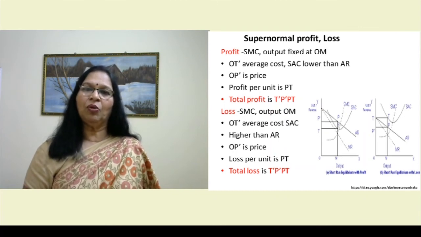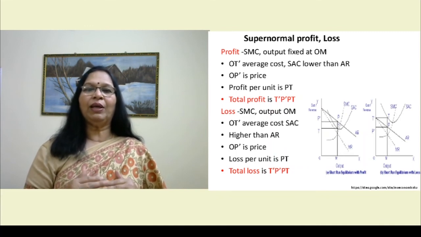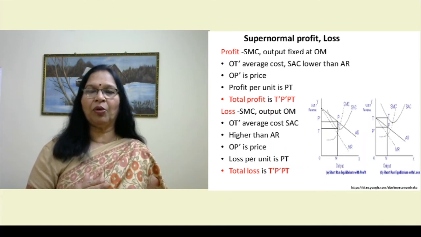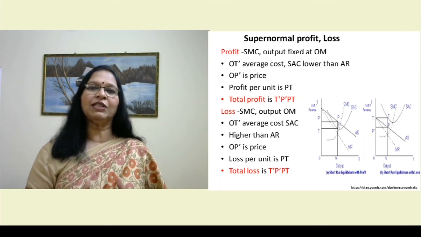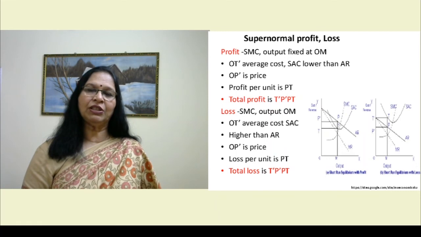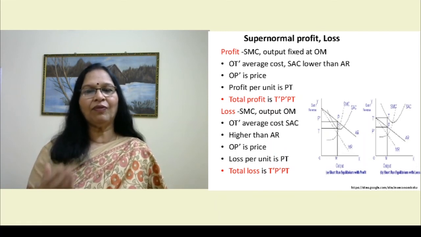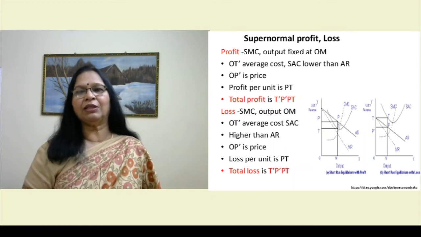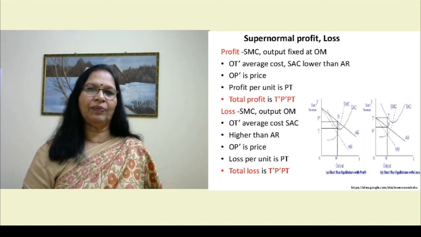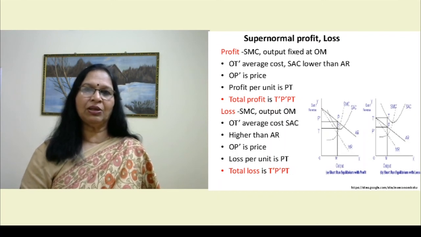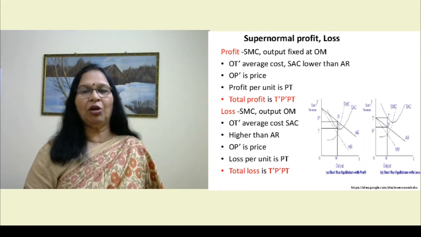So only by changing the position of the average cost curve, we can make the firm show a profit or loss. When the average cost curve is below the average revenue curve, the firm makes profit. When the cost curve is above the average revenue curve, then the firm makes loss. That's all that these two diagrams indicate, and this was already done in detail when I did the monopoly market.